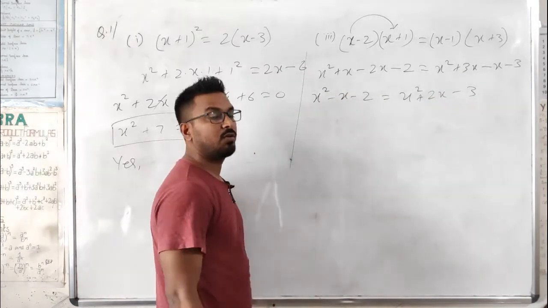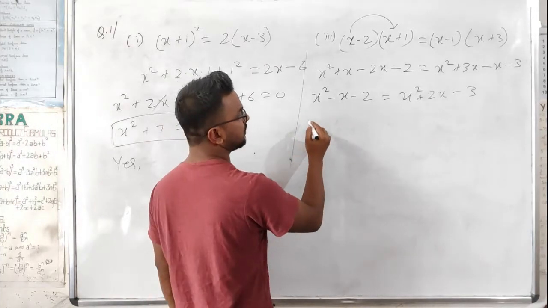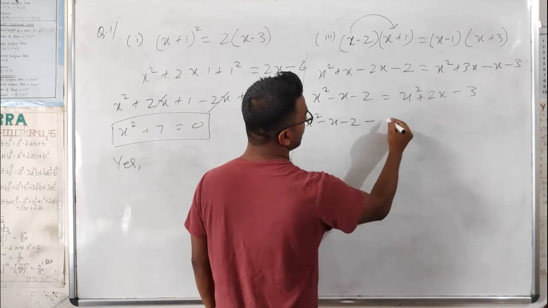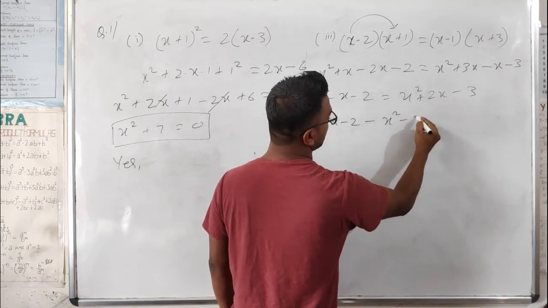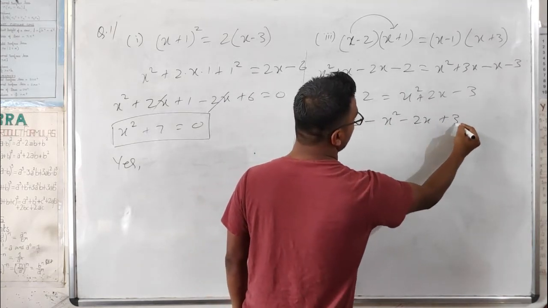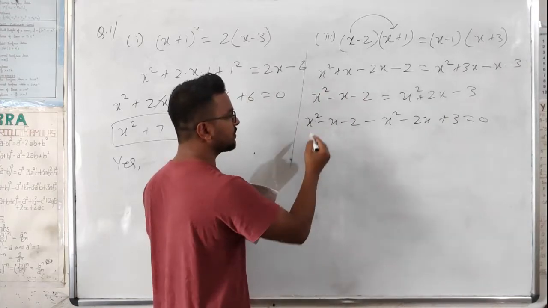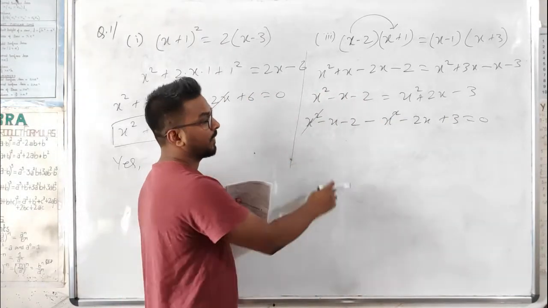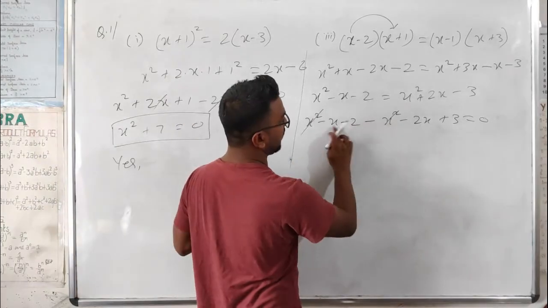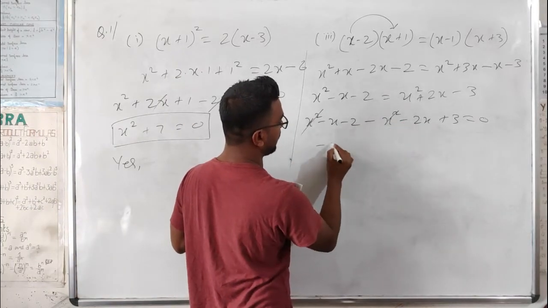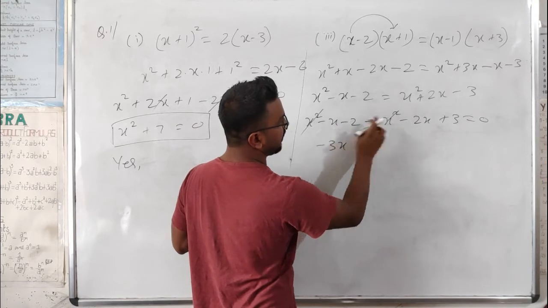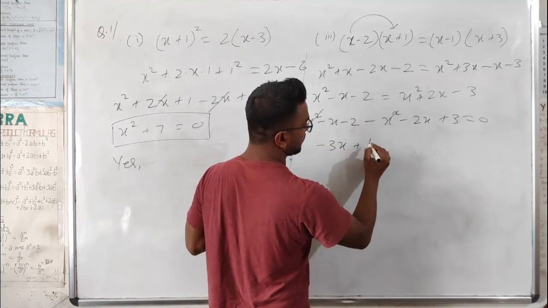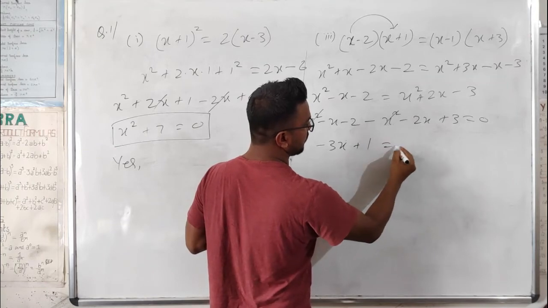Next what we'll do, we'll bring to the left hand side. So this will be x square minus x minus 2 minus x square minus twice x plus 3 equals 0. Now you see x square will get cancelled, right? Now this will be minus, minus, it will be plus. So this will be minus 3x, minus plus, it will be minus 3 minus 2 is 1. The greater sign is plus, so plus 1 equals 0.